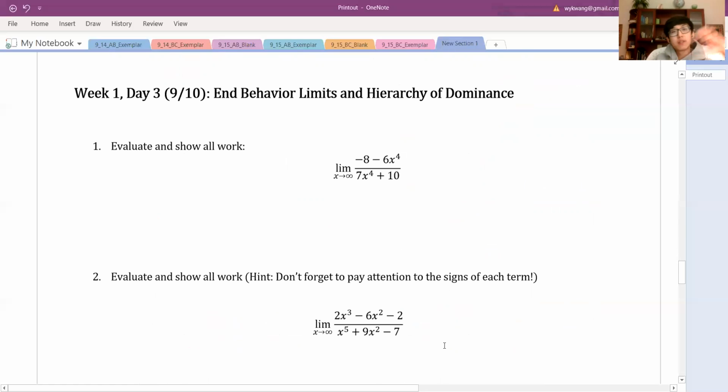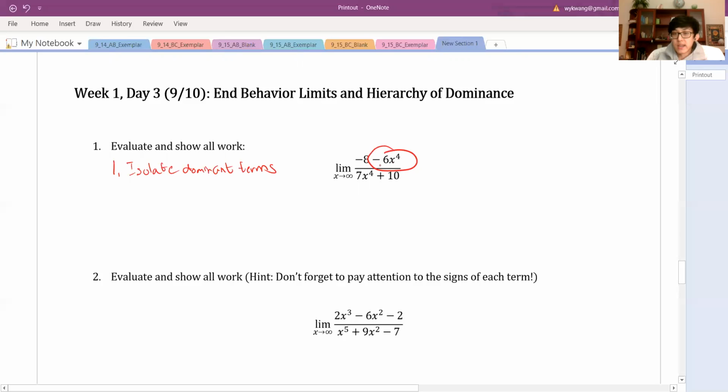Let's see, end behavior limits. So now we're going to a different type of limit, and end behavior limits are any limits going to infinity or negative infinity. Remember, our first step is always to isolate dominant terms. So we do that in the numerator and the denominator. In the numerator, we have x to the 4th. Well, that's very clearly dominant.